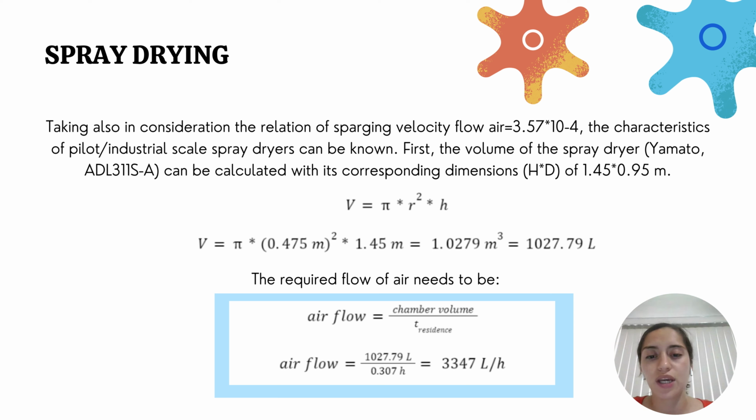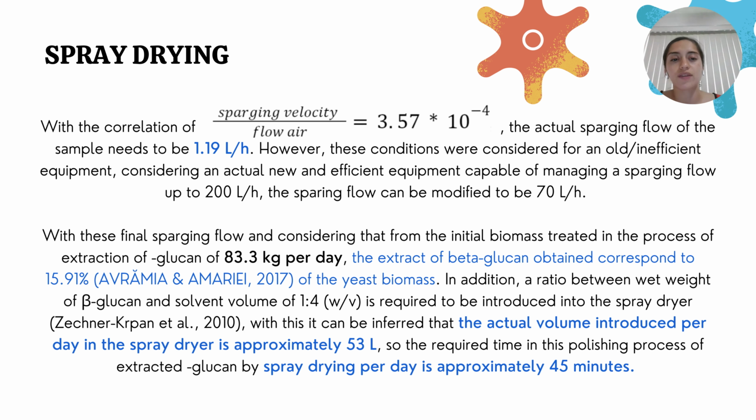residence, and we obtain an airflow for the industrial pilot scale spray dryer of 3,347 liters per hour. With the correlation of the spraying velocity to the air flow equal to 0.000357, the actual spraying flow of the sample needs to be 1.19 liters per hour.